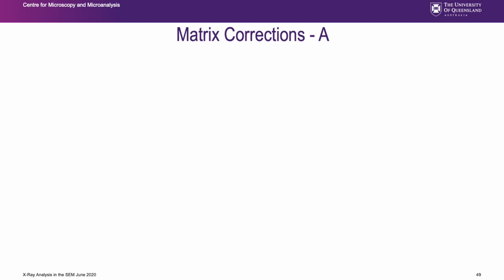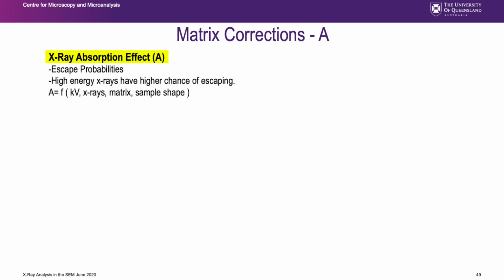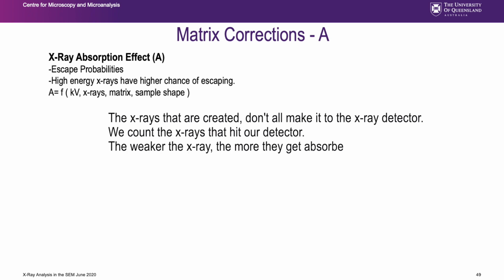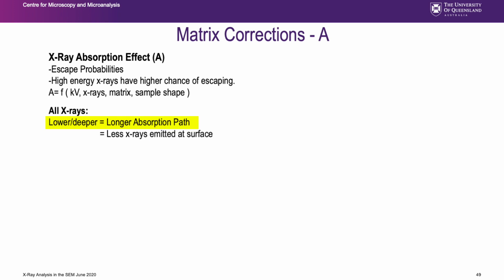The second effect is called the A effect, or the X-ray absorption effect. Just because an X-ray is created doesn't mean it's going to make it out of the sample to hit our detector. The only ones we count are the ones that hit our detector. Basically, the weaker the X-ray, the more they get absorbed by the surrounding material, and also the deeper the X-ray, the more material it has to pass through and the more it gets absorbed.